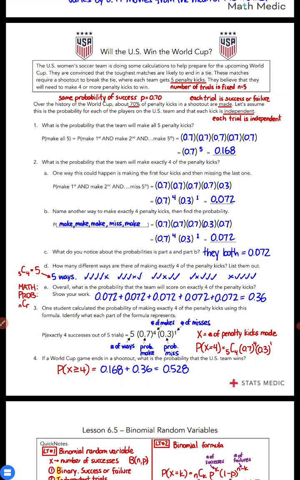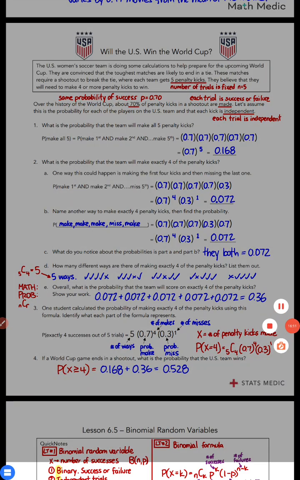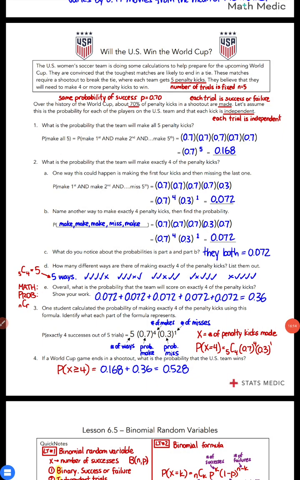The U.S. women's soccer team is doing some calculations to help prepare for the upcoming World Cup, and they are convinced that the toughest matches are likely to end in a tie. These matches require a shootout to break the tie, where each team gets 5 penalty kicks, and they believe they will need to make 4 or more penalty kicks to win.